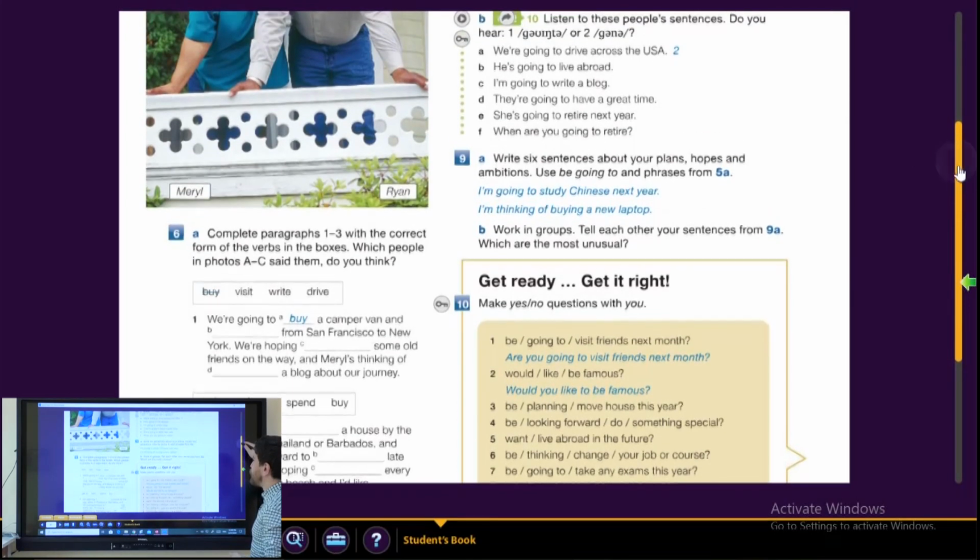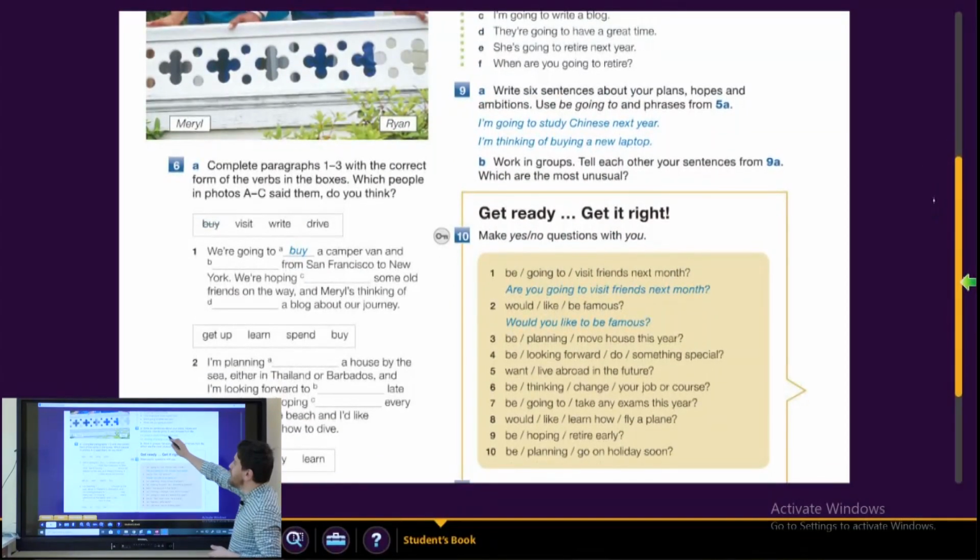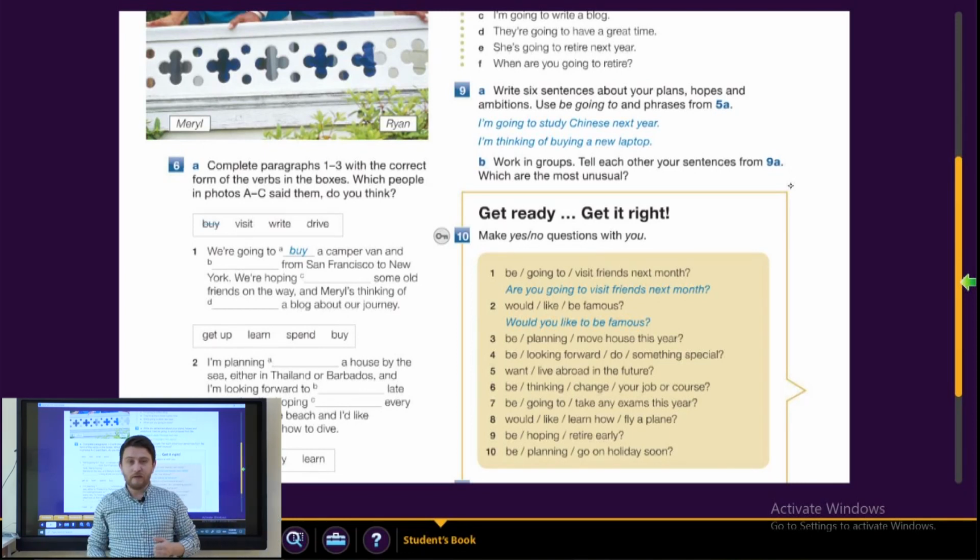So here, as you see, they talk about their future plans, future ambitions, and their hopes. What are you going to do when you retire? What are you hoping to do? So on here, write 6 sentences about your plans, hopes, and ambitions. I'm going to study Chinese next year. I'm thinking of buying a new laptop. And you can use the other phrases.